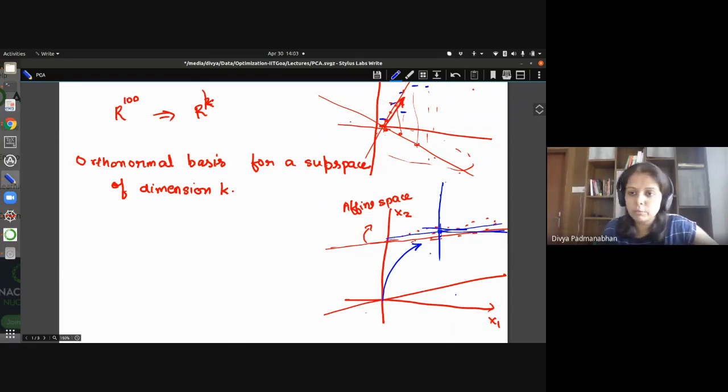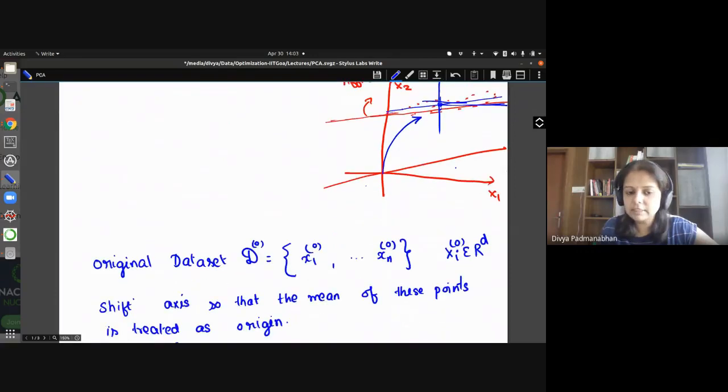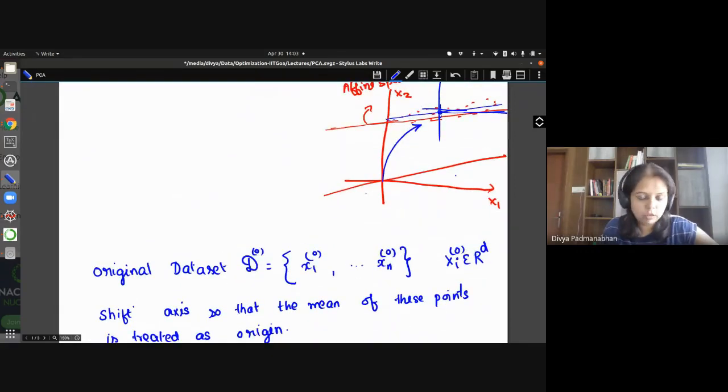So what we said is we will focus on finding a subspace, and we'll try to project our data onto the subspace in such a way that some good properties are maintained. To formalize this a little more, the original data set consists of n points. I'm writing this as D^O, with O to denote original. So D^O consists of the points x_1^O up to x_n^O. These are all vectors in d dimensions, so each of these is a vector in R^d.